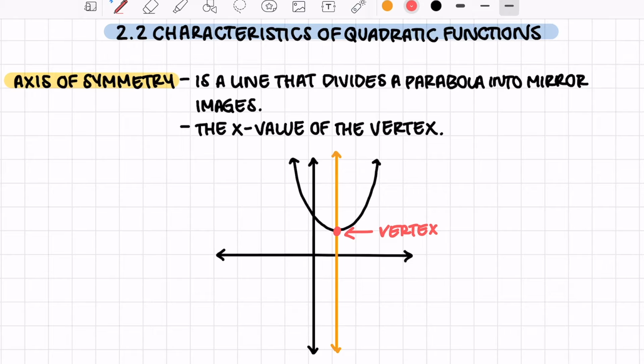So if you remember, for the vertex, we were using h comma k. We would identify what our axis of symmetry is just by finding out what h is equal to. And I'll write that this is our axis of symmetry. Cool.